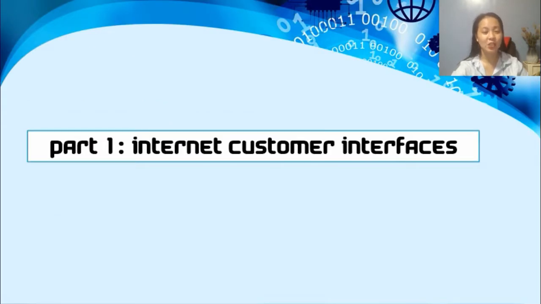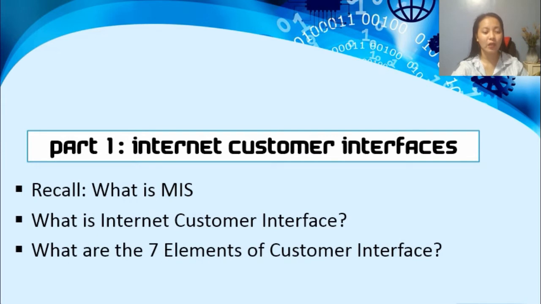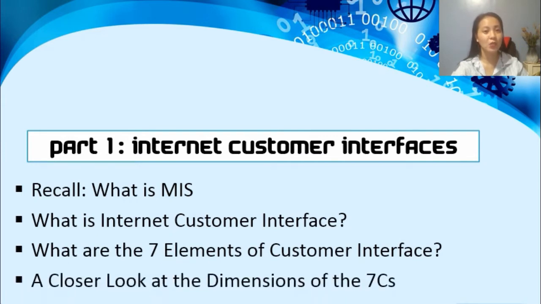Our presentation has two parts, and the first part is about Internet customer interfaces. First, we're going to recall what is MIS, and then we're going to define what is Internet Customer Interface. Then, we're going to talk about the 7 elements of customer interface, and then we're going to take a closer look at the 7 C's dimension.